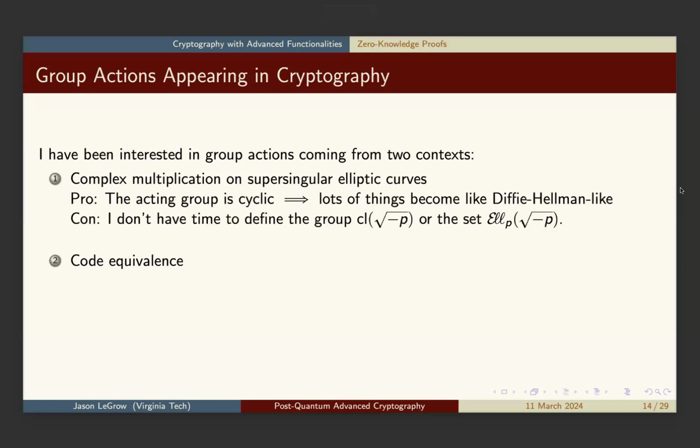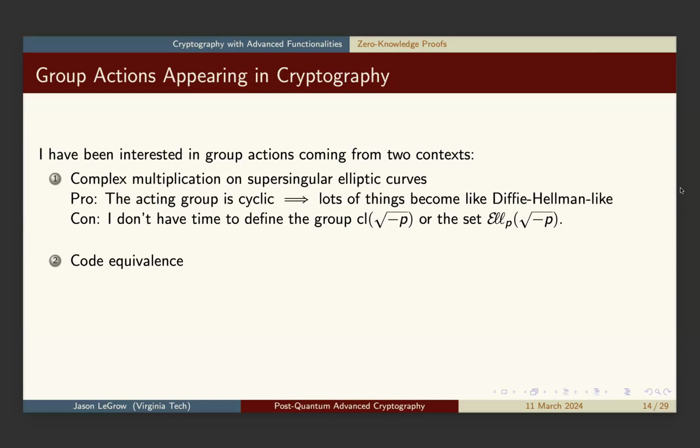So for complex multiplication, the group which acts is cyclic. It's the ideal class group of the number field. Well, okay, it's not always cyclic, but it's cyclic for our purposes. So lots of stuff looks exactly like Diffie-Hellman. In fact, you get a key exchange protocol that looks exactly like Diffie-Hellman, except everywhere you would have a group element, you just act on a supersingular curve.